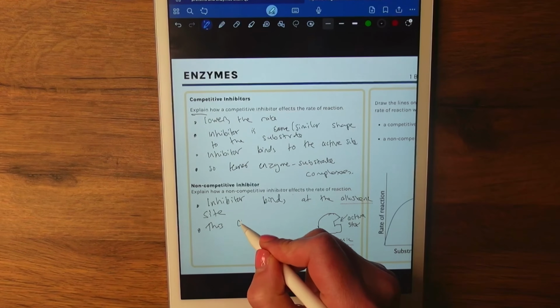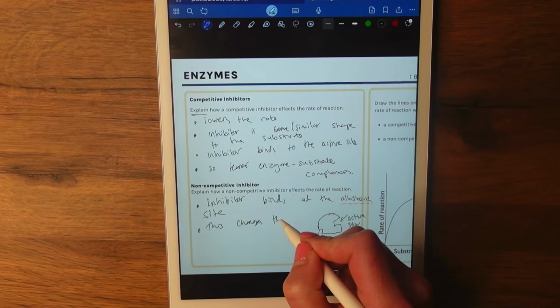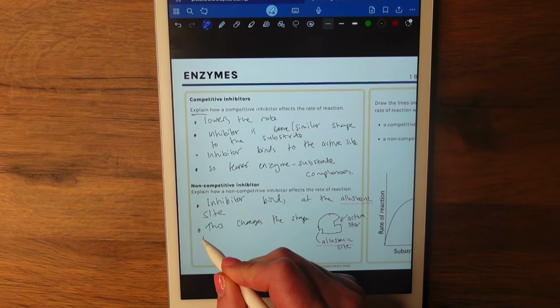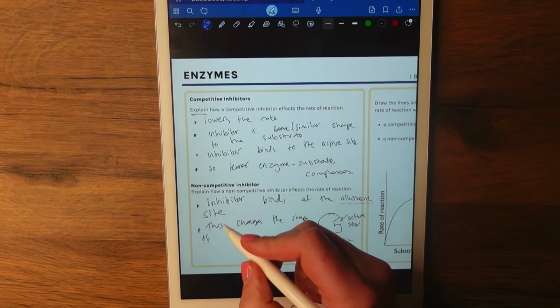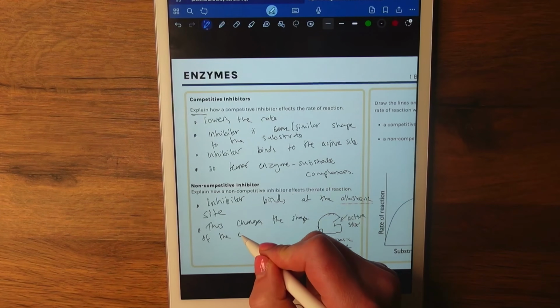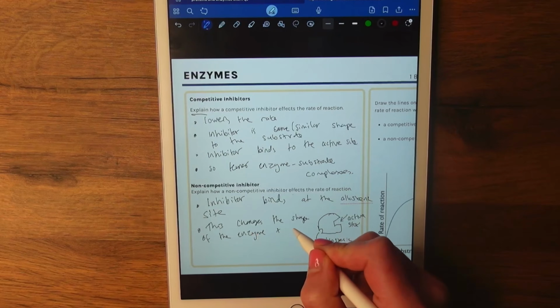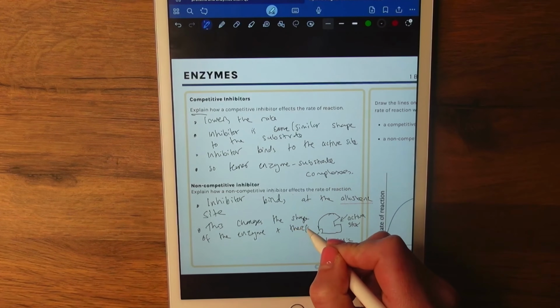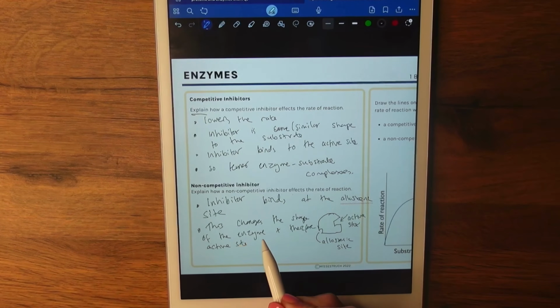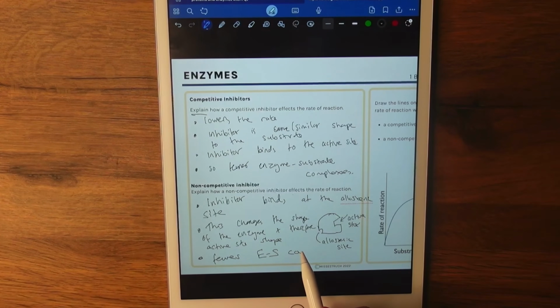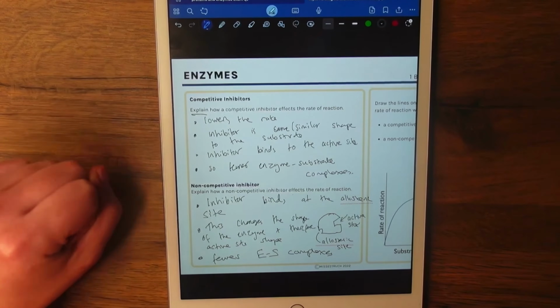This changes the shape of the enzyme because it's a protein. So when you push in that side, it distorts it. And therefore, the active site's shape changes. So then again, you get fewer enzyme substrate complexes. So that would be my descriptions.